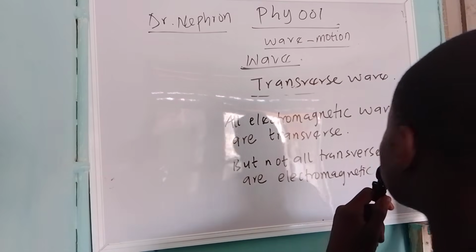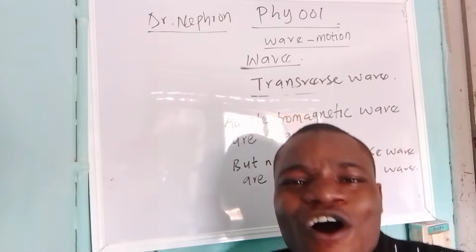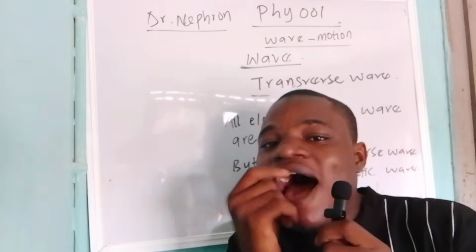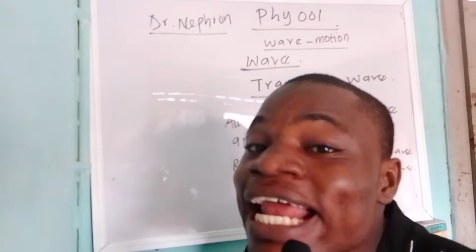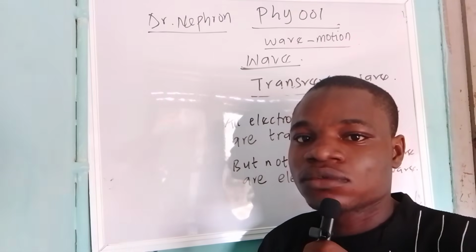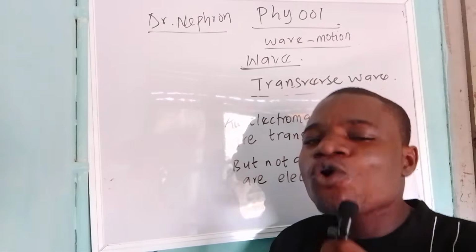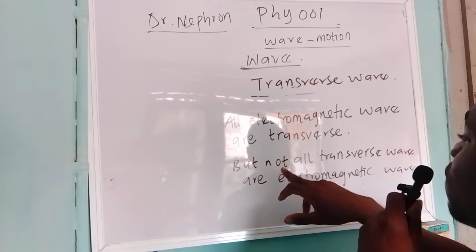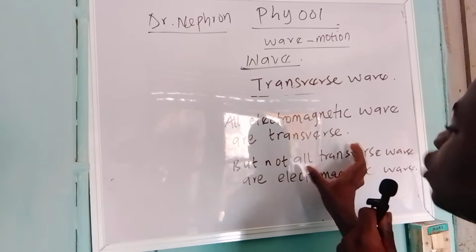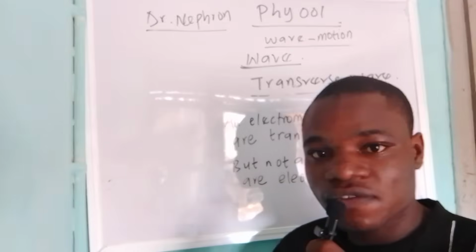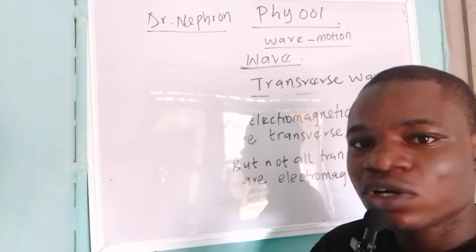Now that means electromagnetic waves are transverse waves, but transverse waves are not necessarily electromagnetic waves. Do you get what I'm saying now? So transverse waves are not all electromagnetic waves, but electromagnetic waves are transverse waves.